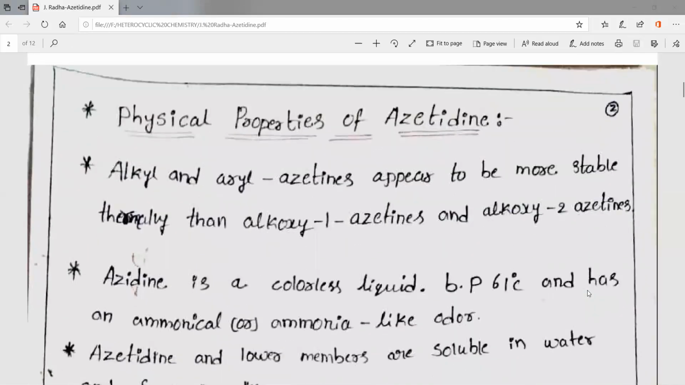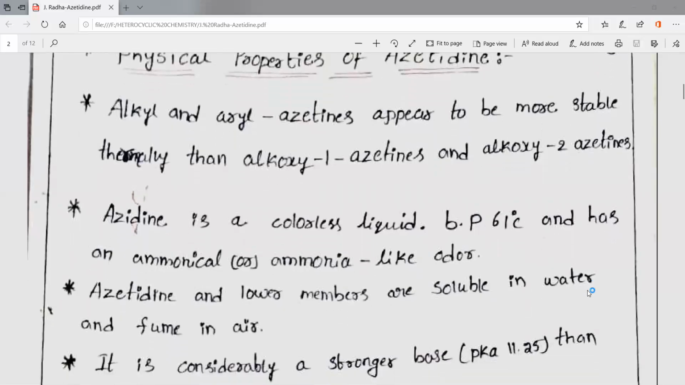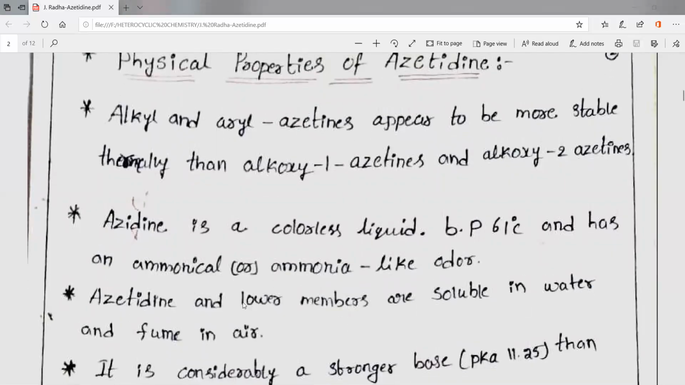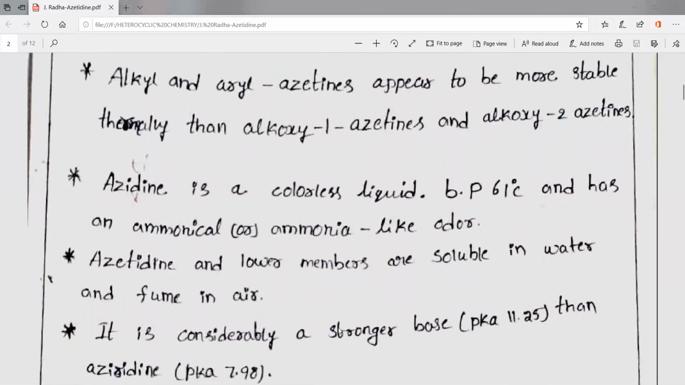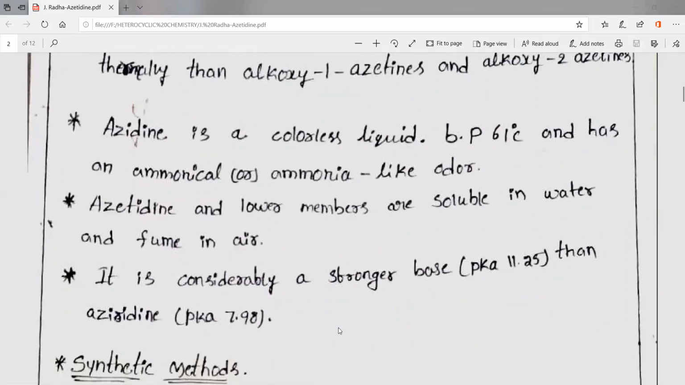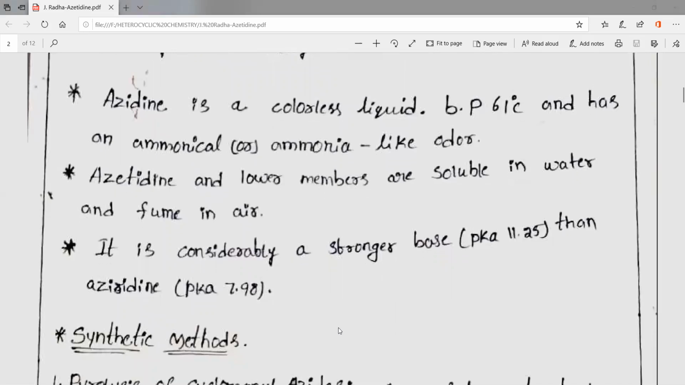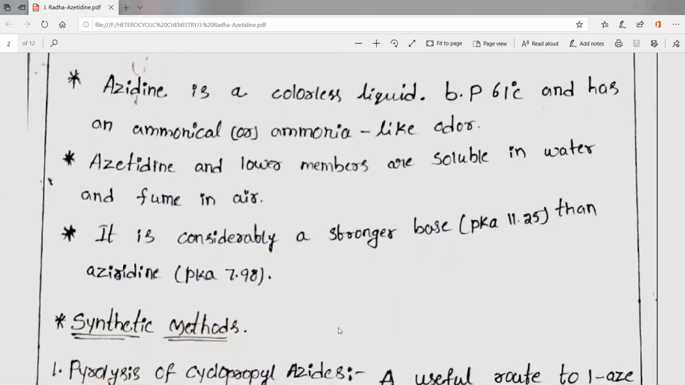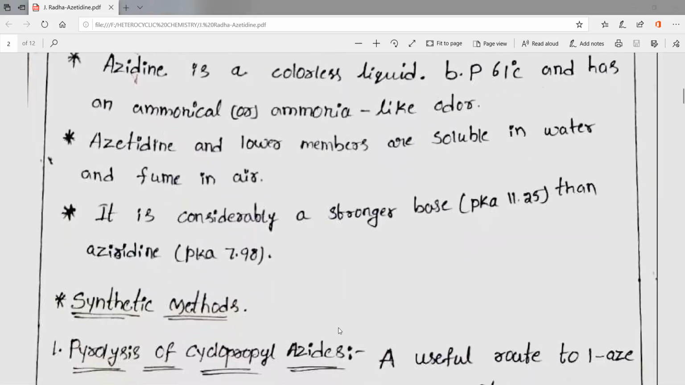Coming to some of the physical properties of azetidine. Let us see the properties of azetidine. Azetidine is a liquid having a boiling point of about 61 degrees centigrade and it has an ammonia-like smell, that is, ammoniacal. Azetidine is soluble in water and other lower azetidines are also soluble in water. On exposure to air, azetidine will produce fumes.